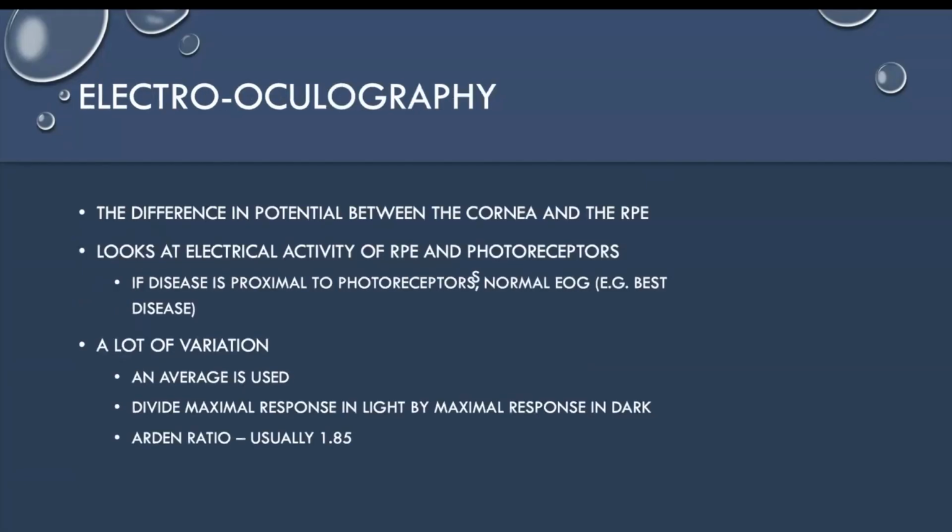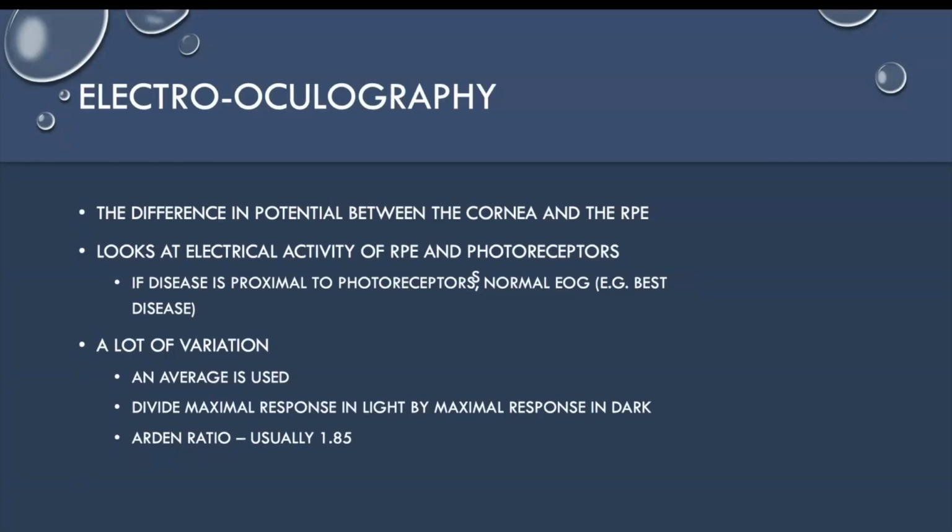Then looking at your electrooculography, you may have heard things like ERGs, EOGs, and the differences between them. With EOGs, what you're looking at is essentially the difference between an electrically positive cornea and an electrically negative RPE. So it's essentially just the difference between the front and the back of the eye. And it looks specifically at the electrical activity of the RPE and photoreceptors. What this means is that if your disease is within the inner retina, the electrooculograph will not pick it up, which is why you'll have a normal EOG.